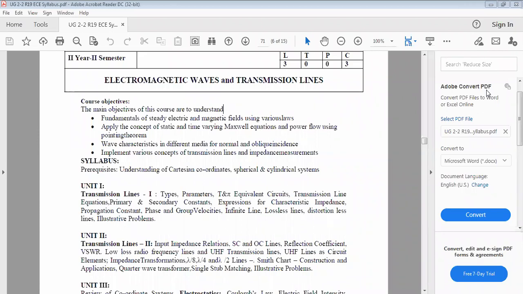Rails means lines. They are physically available between the nodes. Nodes means current poles. From current pole to pole, one physical connecting wire is connected. That physical connecting wire is a transmission line. Power lines are used to convey or transmit power.